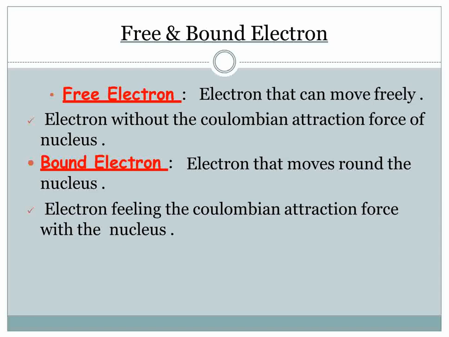What is meant by free electron? An electron that can move freely, without the attraction force of the nucleus. There is no strict force on the electron; that electron is called a free electron. A bound electron is within the atom, but it is under the force of the nucleus, so it moves around the nucleus in different orbits. The orbit depends upon the electron energy.